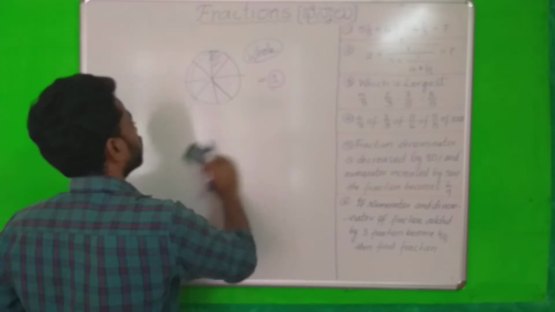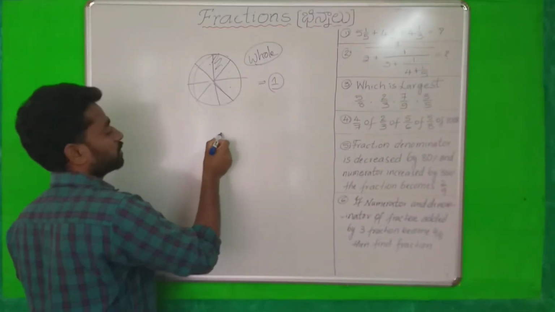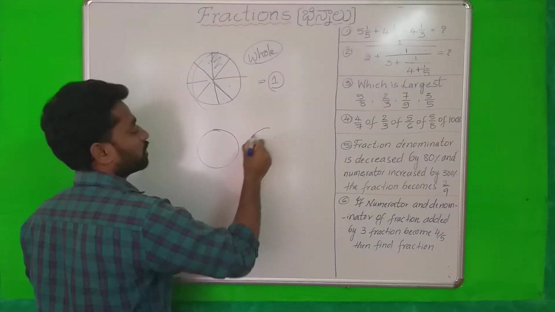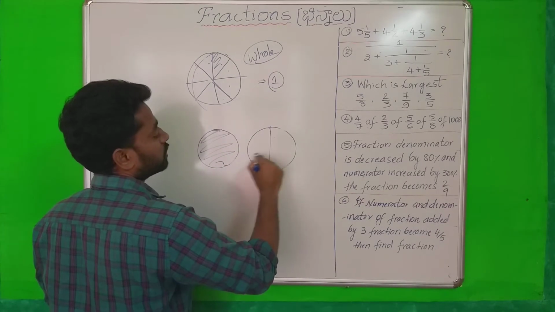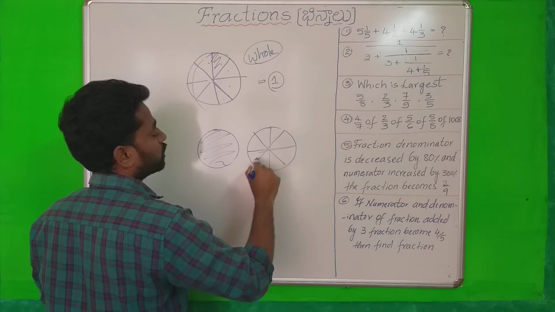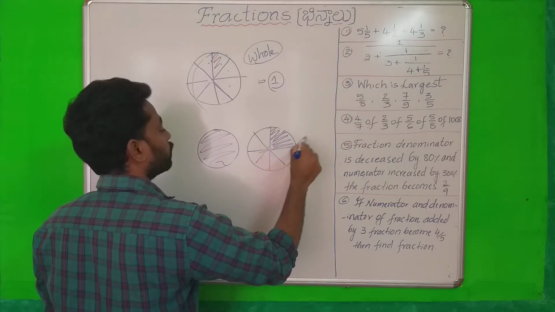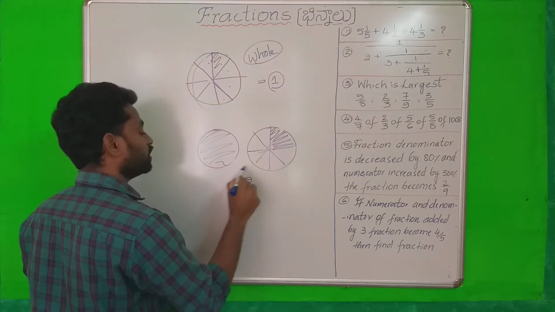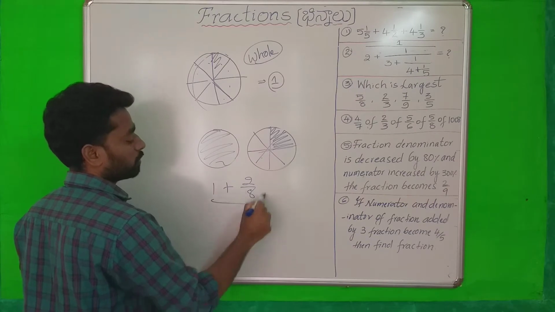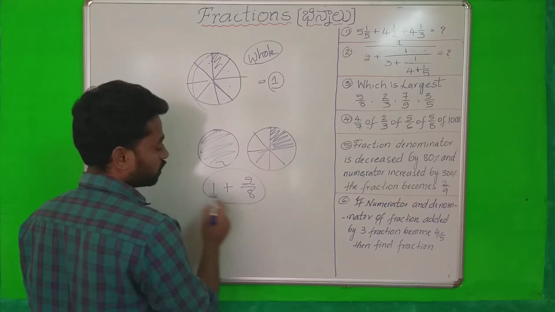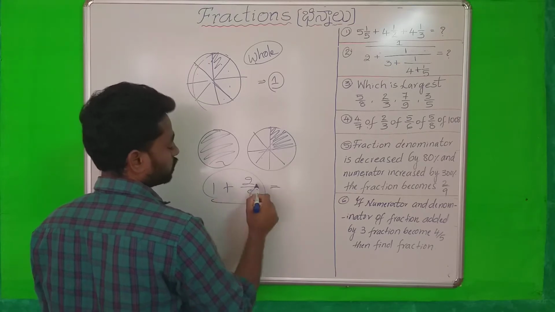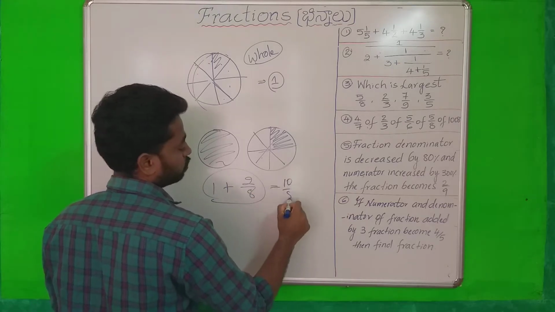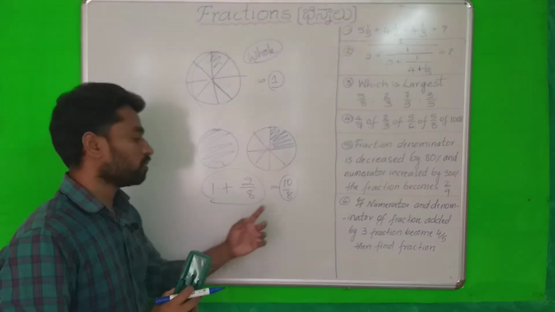Now an example of an improper fraction, meaning greater than 1. For example, I have taken 2 cakes. In this cake I am going to take some parts. These are the 2 parts I have taken. It will be 2 by 8, and the whole cake is 1, so 1 plus 2 by 8. How can you do this? 8 plus 2 gives 10 by 8. So this is an improper fraction.